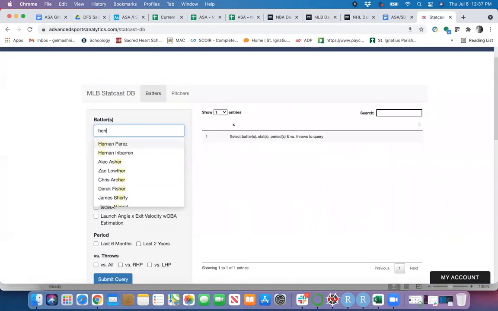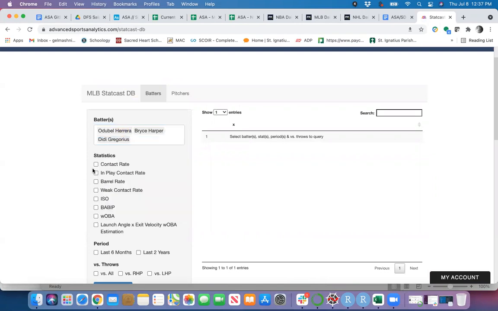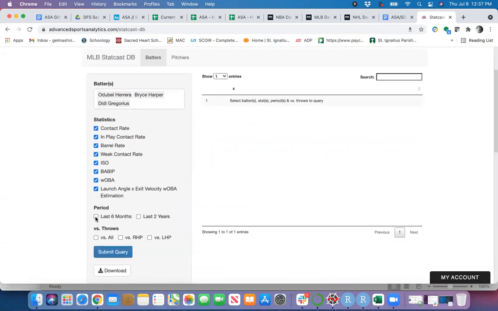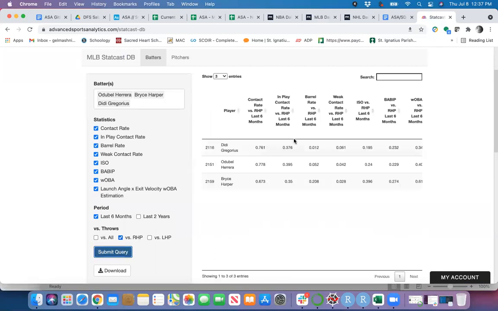So if we do Herrera, Harper, and Gregorius, and then we'll do all these here. Last 6 months, and let's look at it versus right-handed pitchers. And that is an outstanding barrel rate for Harper. Kind of okay, nothing great for Herrera, Gregorius. The ISOs are not too bad.